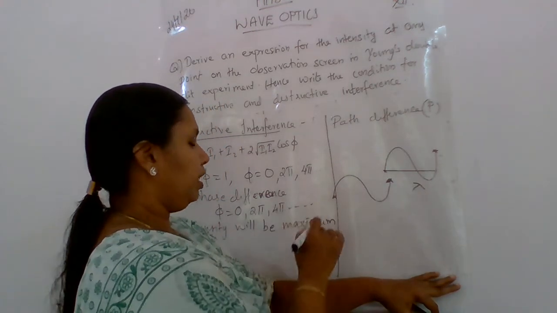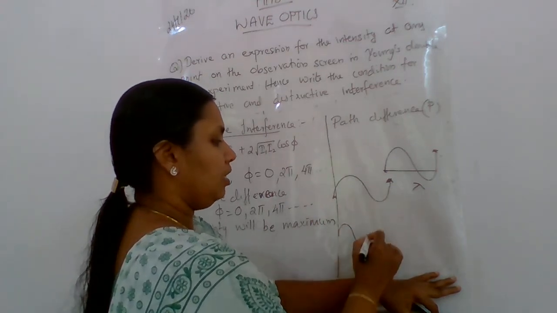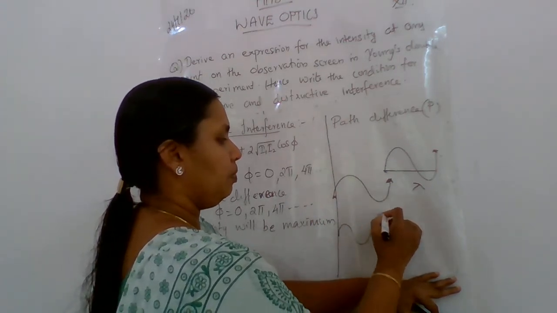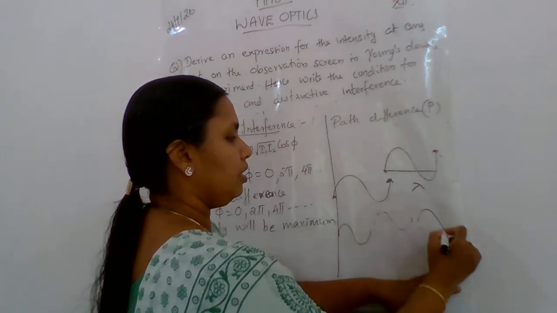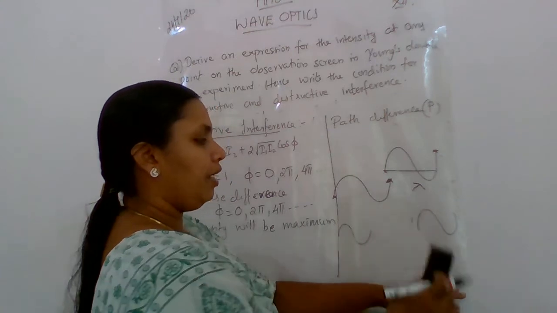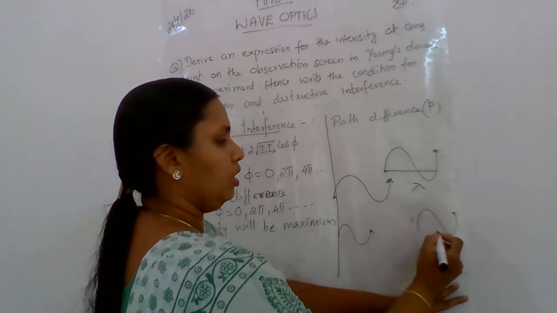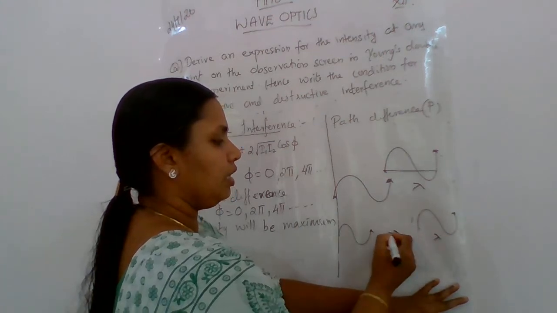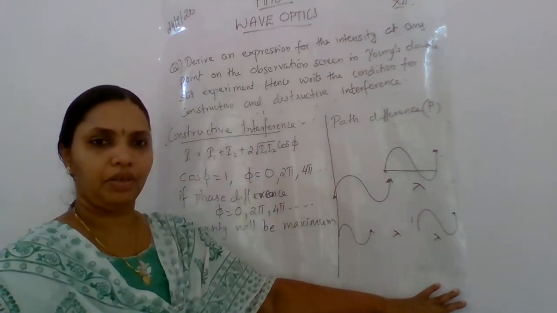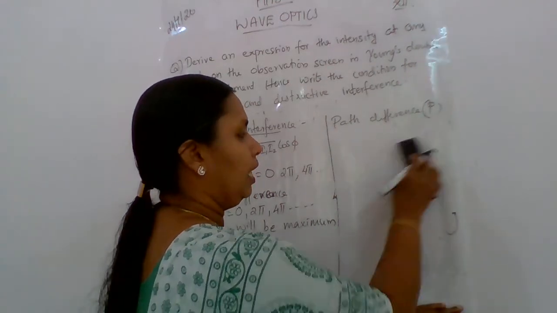And if the phase difference is 4 pi, here is the second wave and this is our first wave. Now the phase difference is 4 pi, and what will be the path difference? Path difference is the distance between these. So here there is one lambda, here there is another lambda. Okay, so P is the path difference.